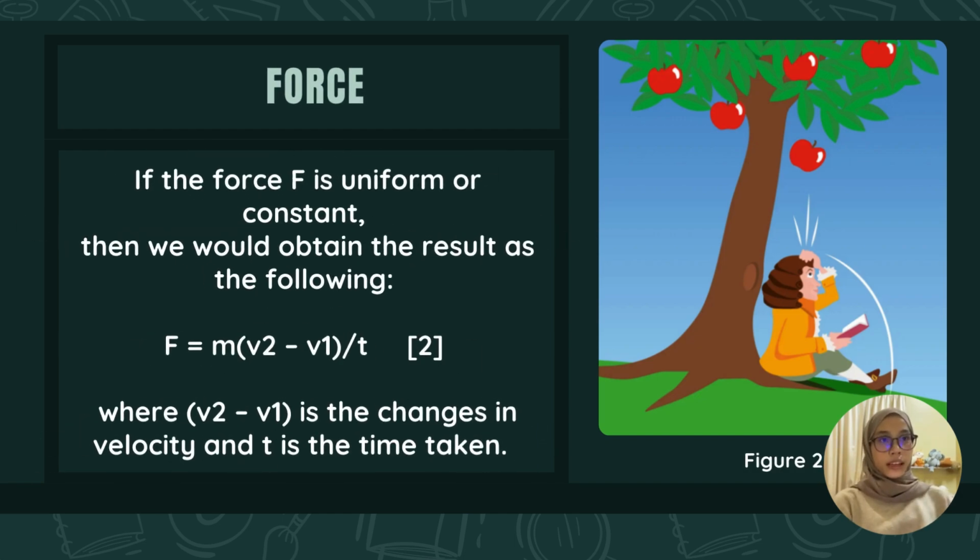Moving to the next slide. If the force F is uniform or constant, then we obtain the result using the formula F equals m (v2 minus v1) over t, where v2 minus v1 represents the change in velocity and t is the time taken.